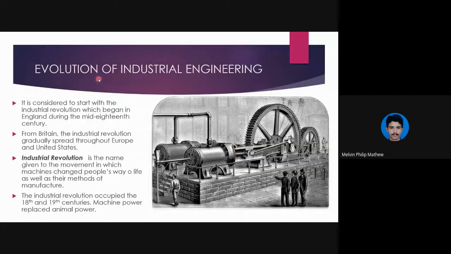Okay, next is the evolution of industrial engineering. So it is considered to start with the industrial revolution that occurred in England. It is first reported in England, in the mid 18th century. So in the 18th century, it is thought to begin in England.